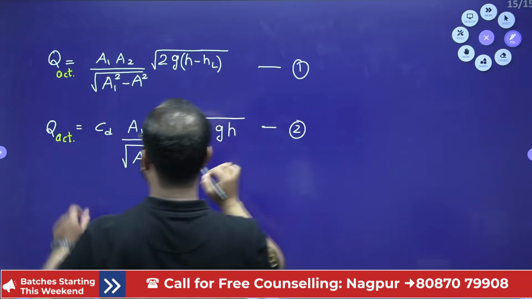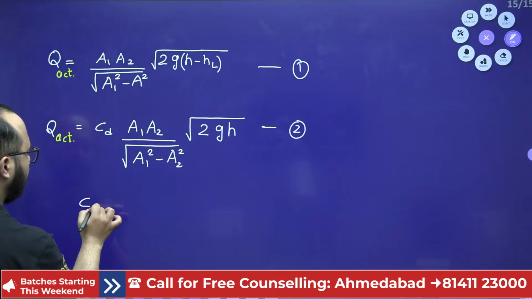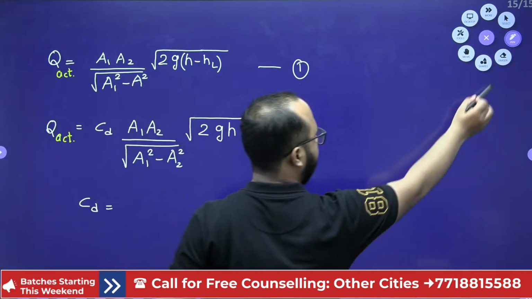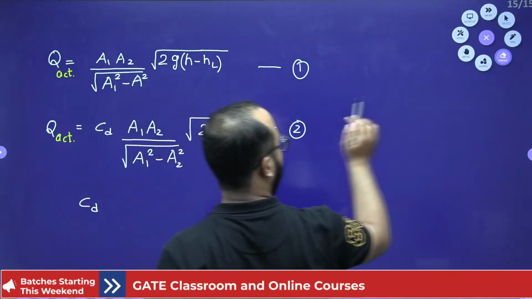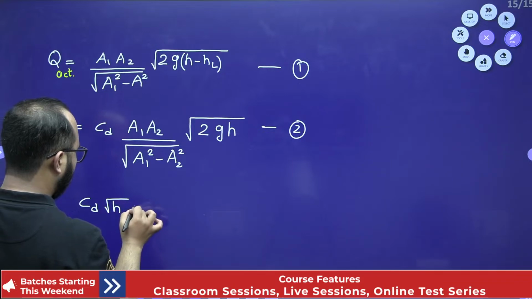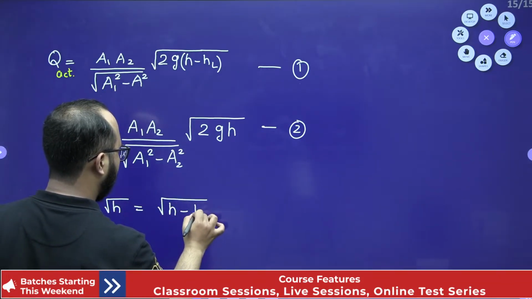Now comparing both the equations, what can I write? Tell me. See, both the values are equal, so simply you can write CD into root h equals under root h minus HL.